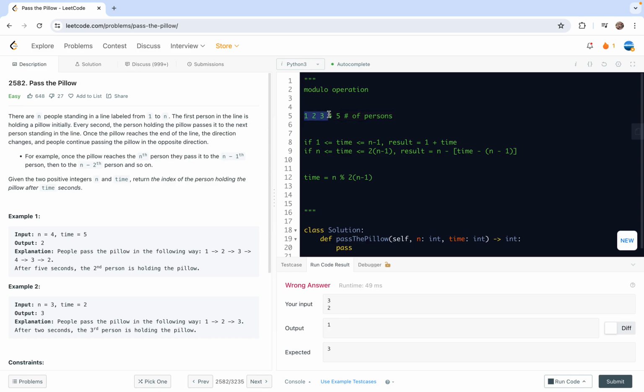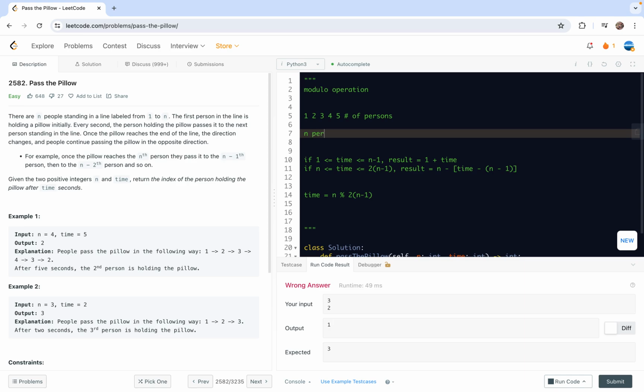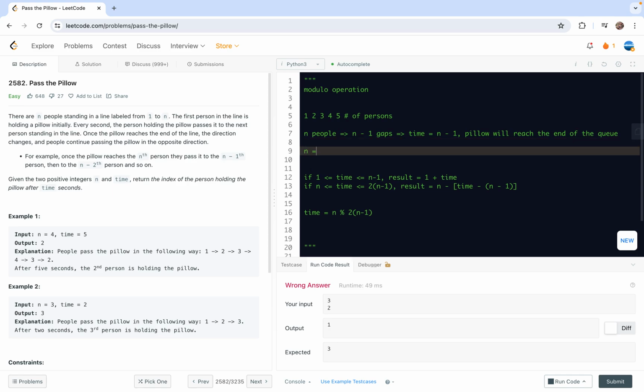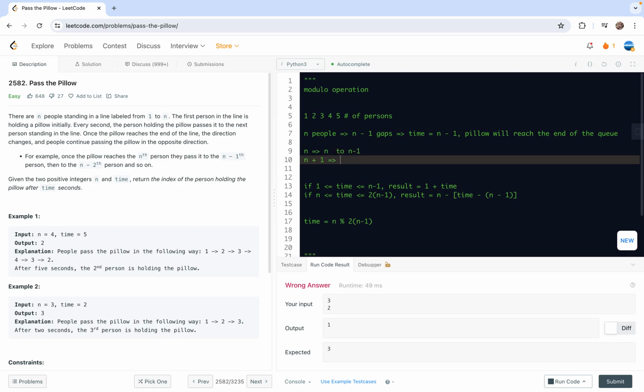So notice that if the number of persons is 5, then there are 4 gaps in between, right? 1, 2, 3, 4. So n people, you will have n minus 1 gaps in between, right? Then if time equals n minus 1, the pillow will reach the end of the queue, or you can say the pillow will be held by the last person. Then if you continue increasing time, for example, time is n, the pillow will go from person n to person n minus 1. If time is n plus 1, then it will be from n minus 1 to n minus 2.